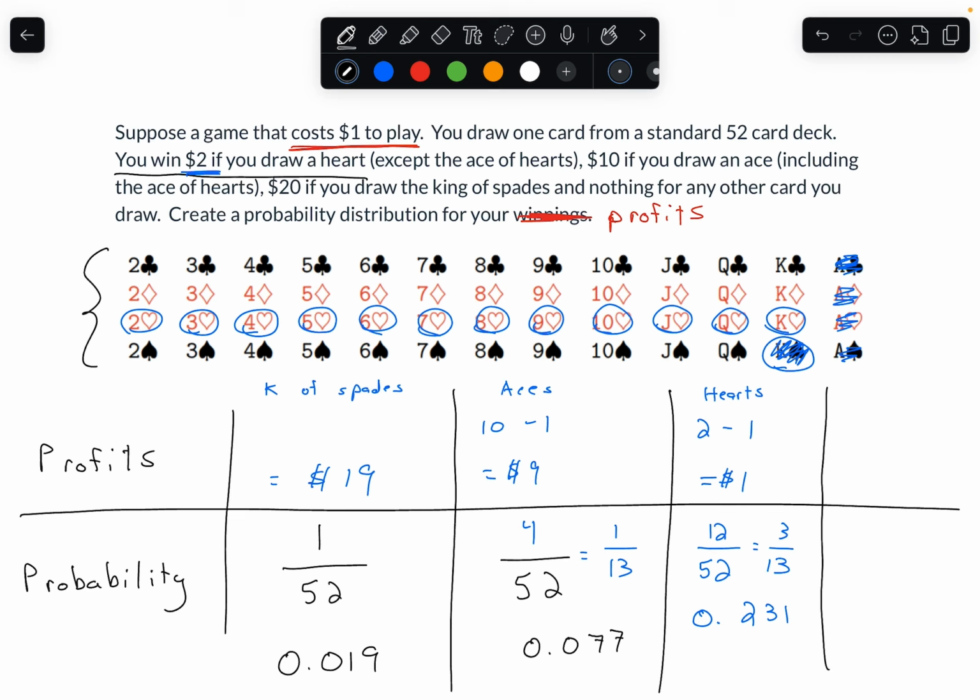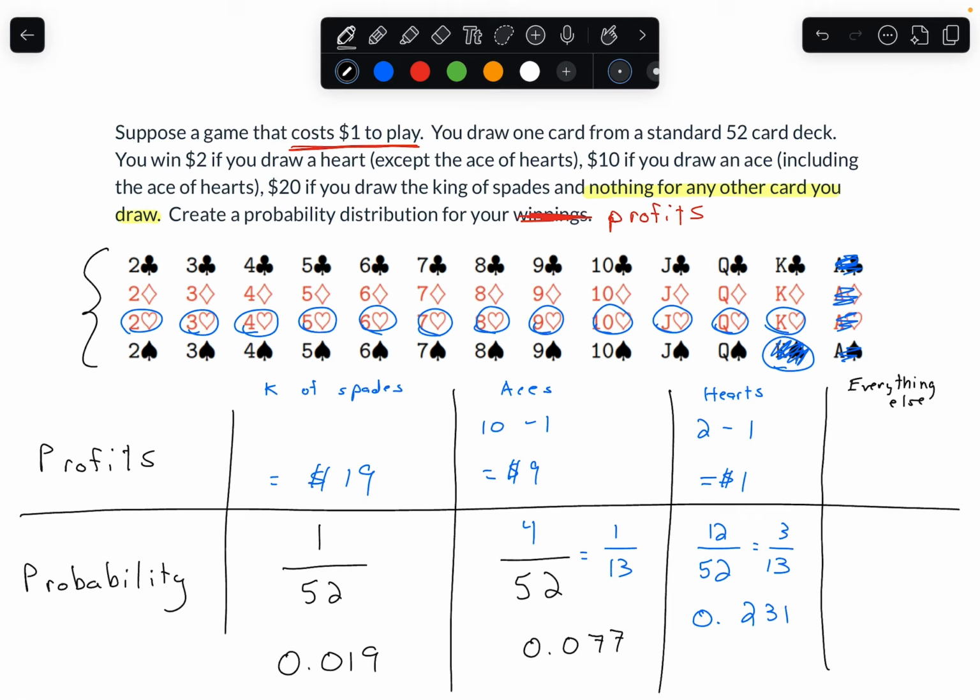So I've talked about the first 3 cases. I have one last case to consider. So what haven't we talked about yet? We have not talked about this last case. You win nothing for any other card you draw. That's the last case that we need to consider. So let's talk about the profits first. So I'm going to talk about basically everything else. So let's label this as everything else.